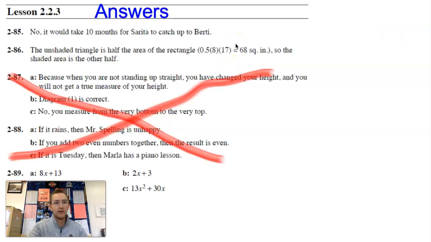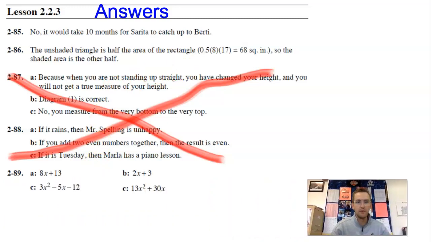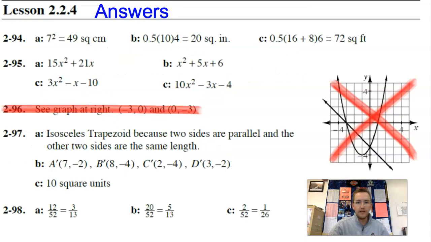So first, here are the answers from 2.2.3. If you want to pause the video for a minute or so, check these answers out. And here are the answers from 2.2.4, the second half of last night's homework. Again, pause the video for a quick second, check your answers out. If you can't see, part D for 98 is 0. So there's the answer for that one as well. So pause the video, take a look at those homework answers.